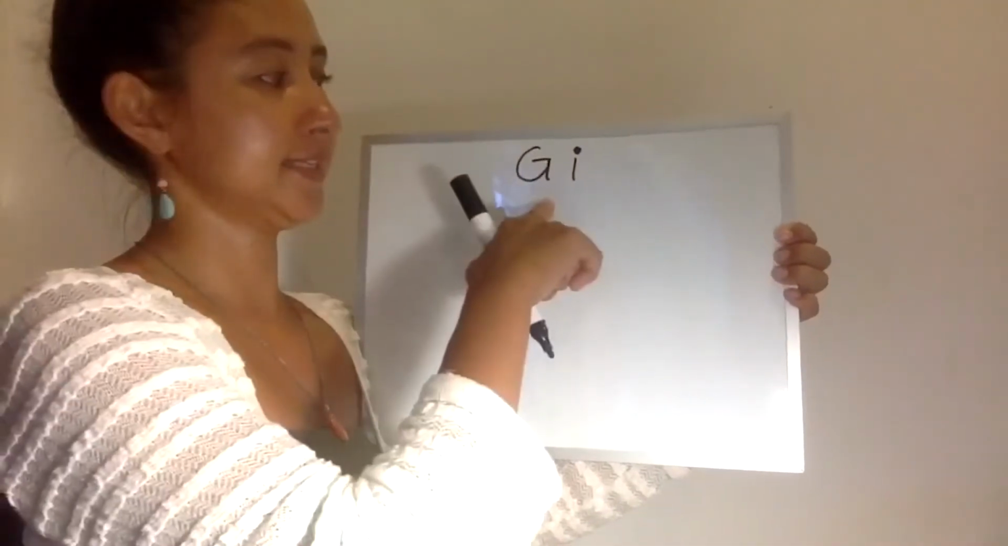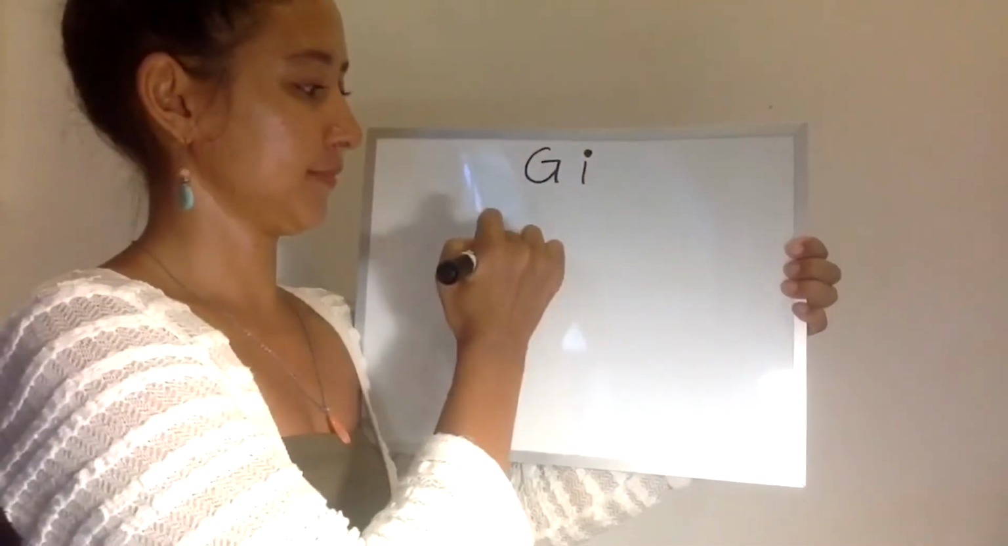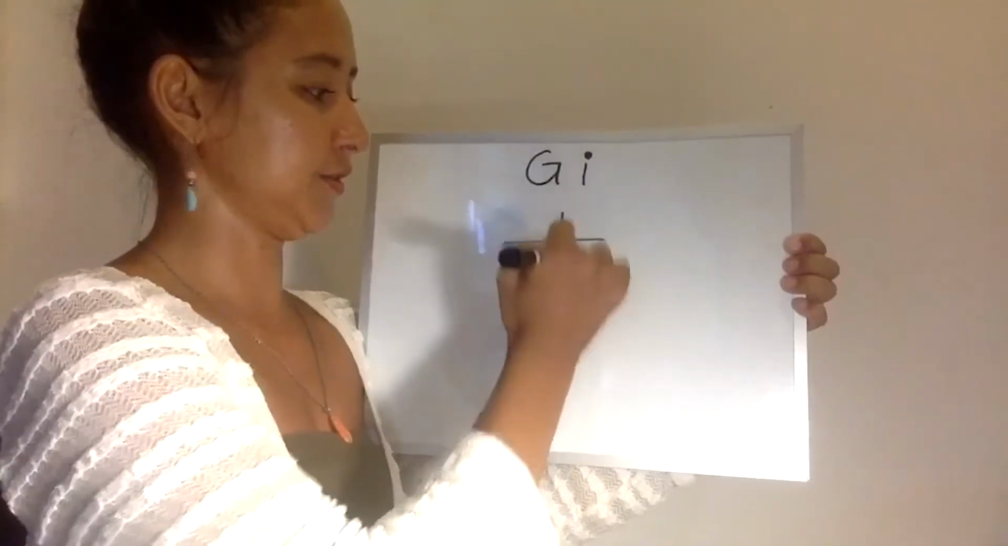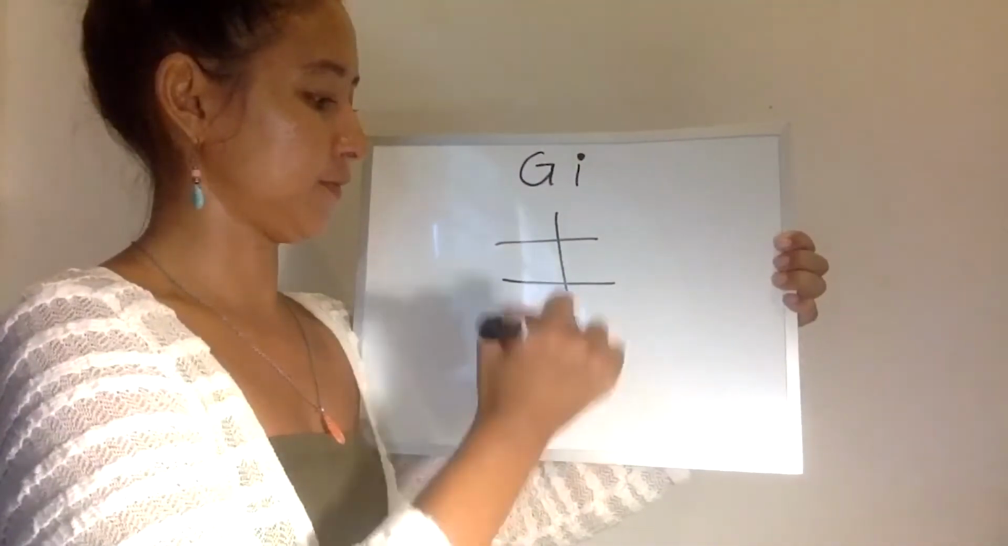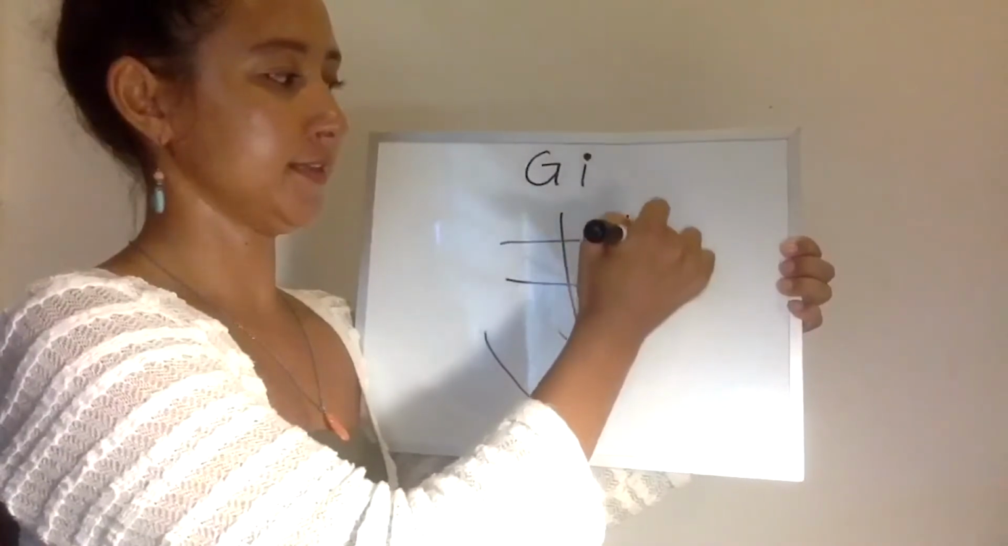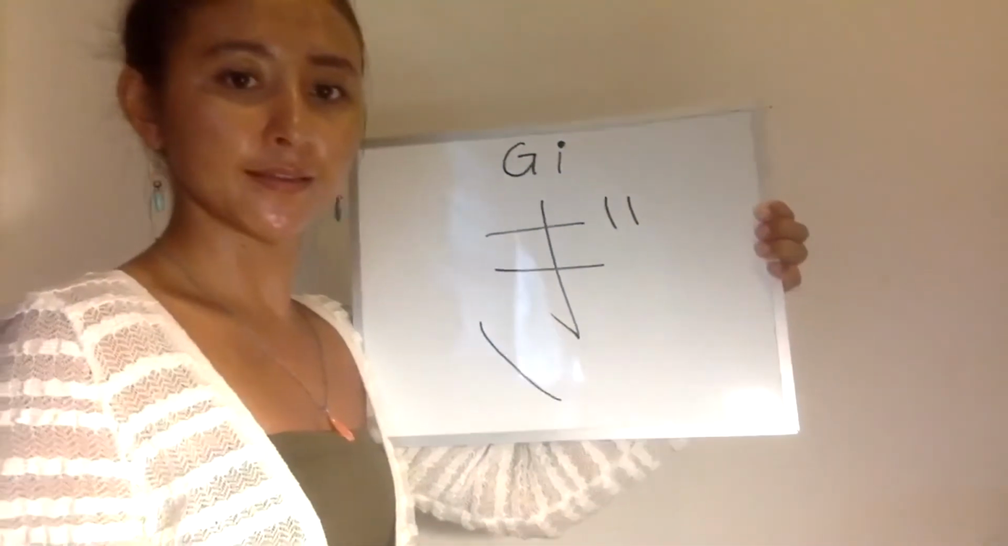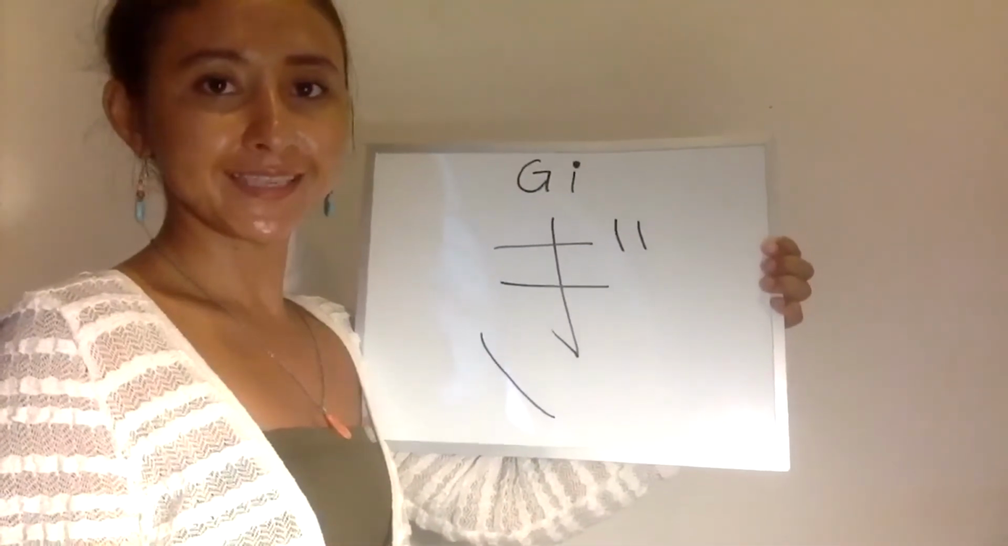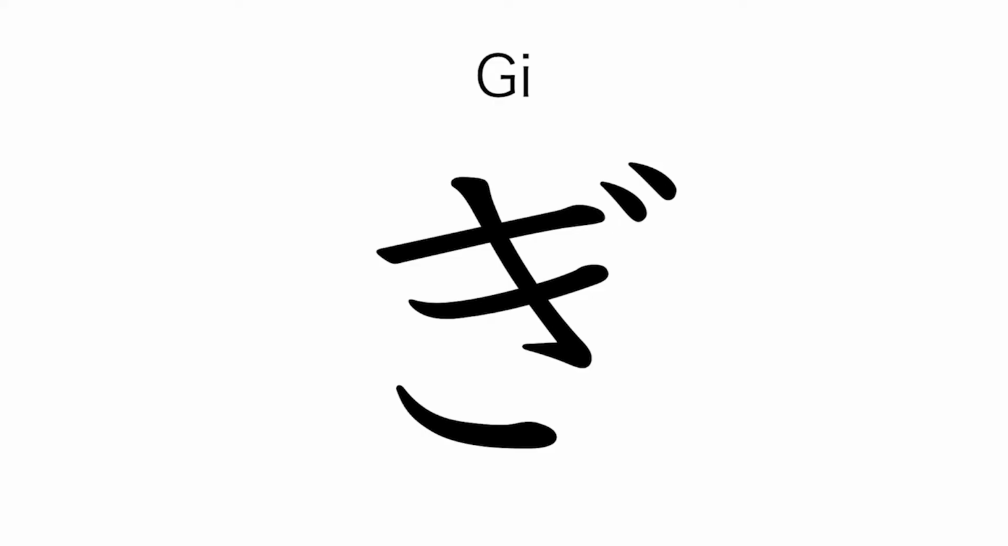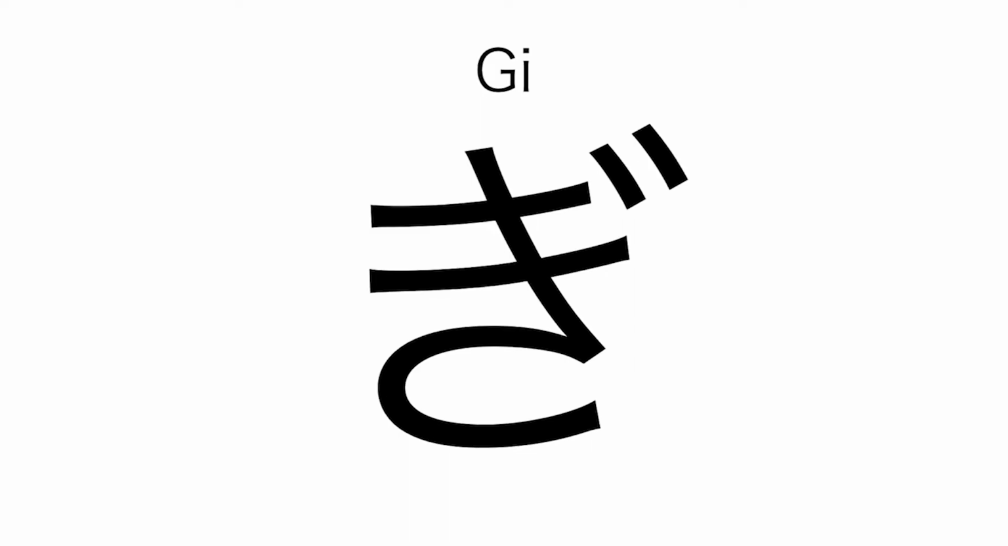Second one is gi. 1, 2, 3, 4, ten. Gi, gi. Gi is the same as ki. You might see the letter like this, but this is also gi.